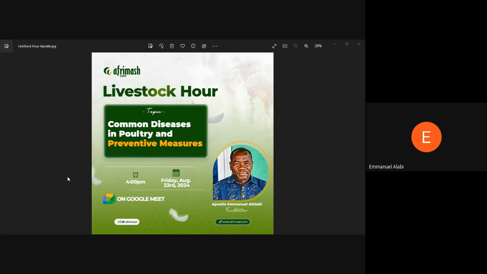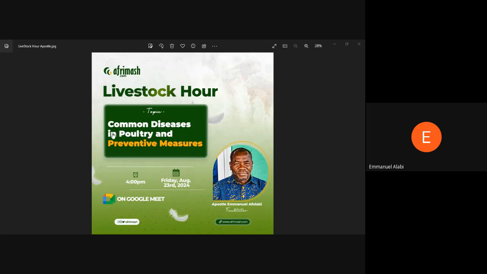Gumboro disease, the nature. This is a viral disease. Chickens are usually affected between 3 to 7 weeks. You start seeing this problem in birds between the age of 3 to 7 weeks. The chicks become droopy and depressed. Their feathers become ruffled, and they have whitish and watery diarrhea.